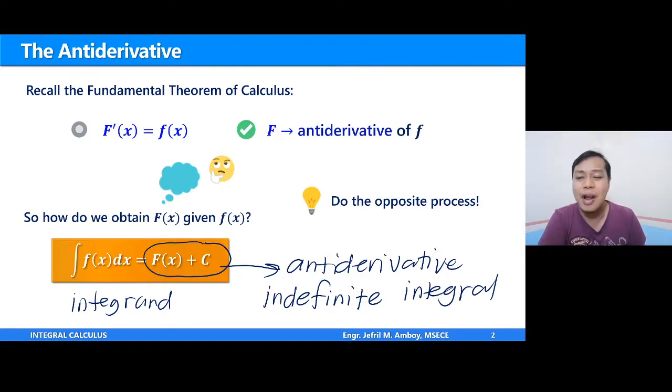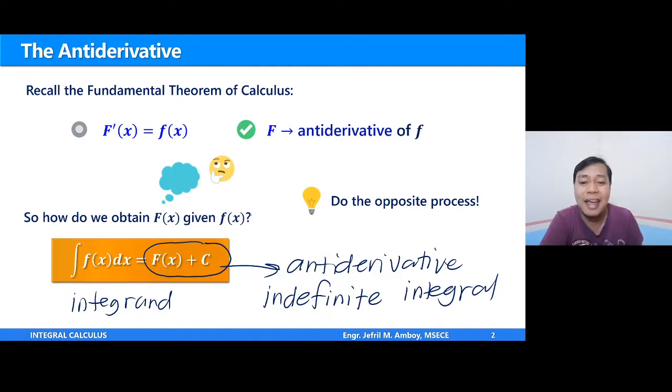Okay? So now, ano ang kahalagahan nitong plus C dito sa F of x plus C na ito? So this is just an arbitrary constant. So ang ibig sabihin pala niyan, yung F of x plus C is hindi siya single valued. Why? Because this C could have any possible value that you can imagine.